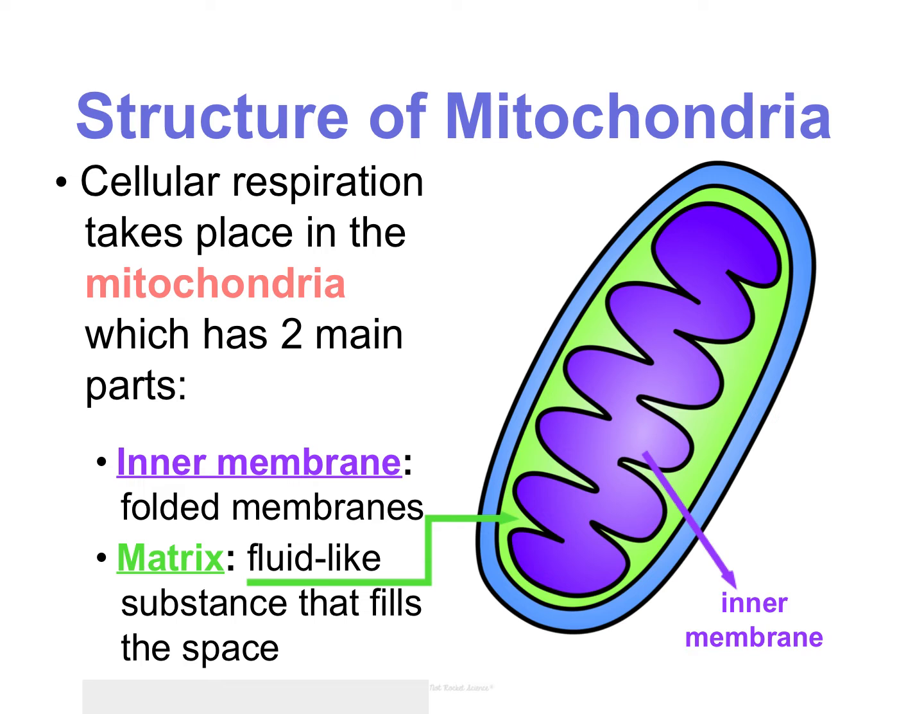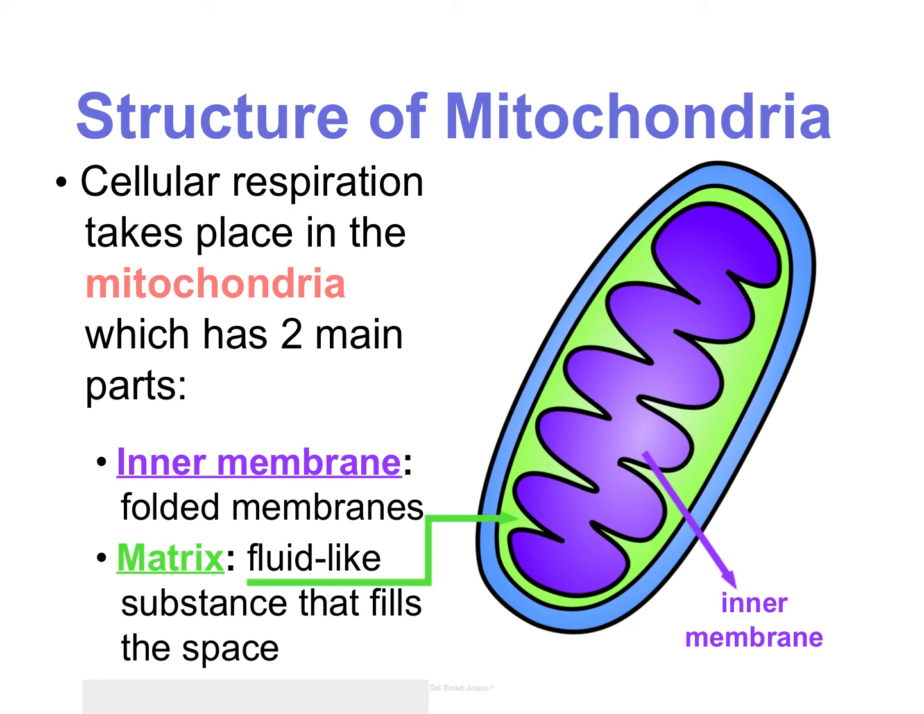Just like in our chloroplast, the second structure is a liquid. So now we have the matrix, and this is the fluid-like substance that fills all of the open space, just like the stroma or just like cytoplasm. So in purple, we have our inner membrane, and then in the matrix portion is the fluid filling in all of the open space, which I believe you have little labels for these on your page if you want to fill those in.